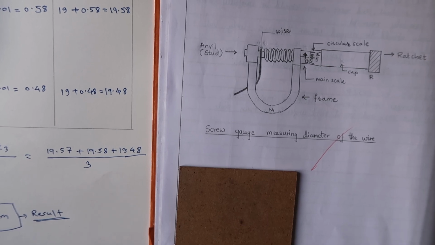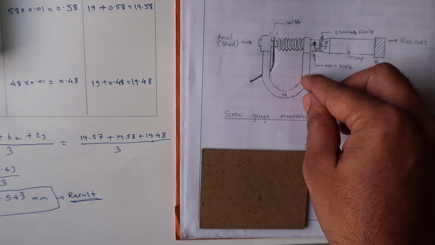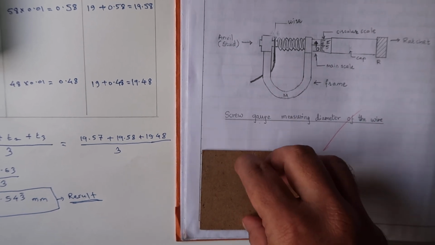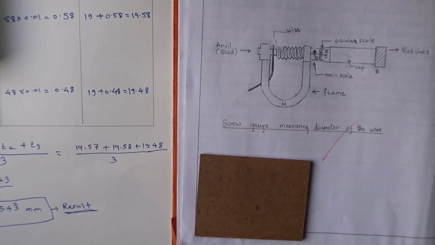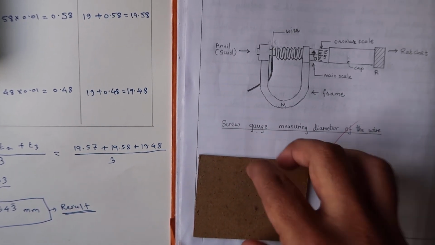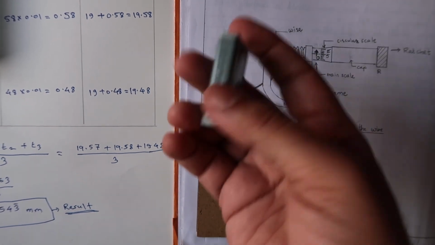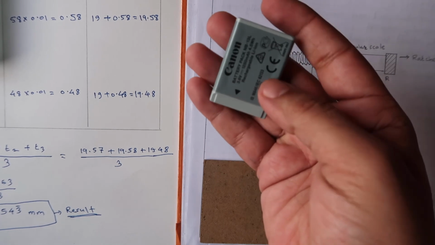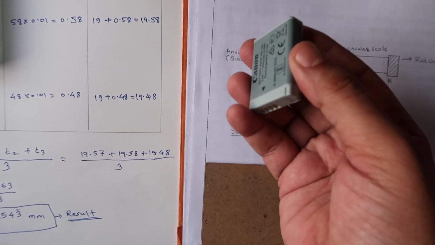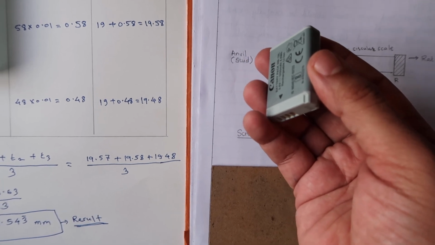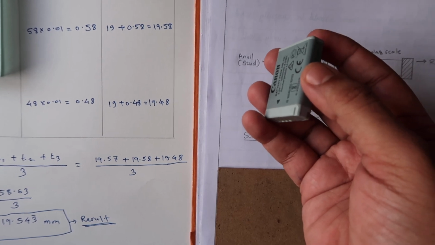Then secondly, you can also use the same instrument to measure the thickness of a wooden slab like this, or this is a thin wooden sheet rather. We can also use it to measure the thickness of this battery, accurately and conveniently. Those are the advantages of screw gauge. So with this we would like to conclude.